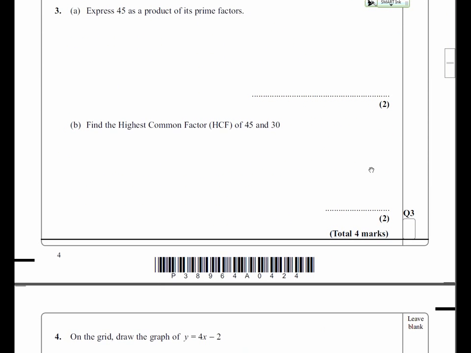Question 3. Express 45 as a product of its prime factors. We do this by drawing a factor tree, which means we just think about numbers that multiply to make it. If you know your times tables, you should know that 5 times 9 is 45. And you can't split 5 up anymore, so you can circle it. Yes, I know you can do 1 and 5, but we don't want to use 1 because that's nothing interesting. Okay, there's no point writing 1 again because 5 repeats.